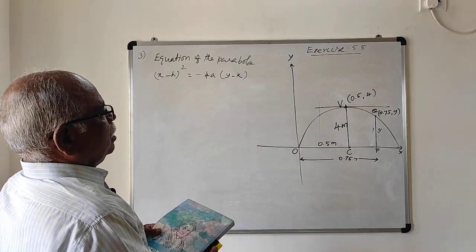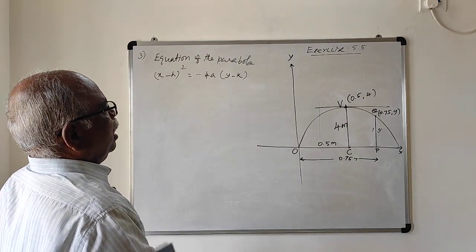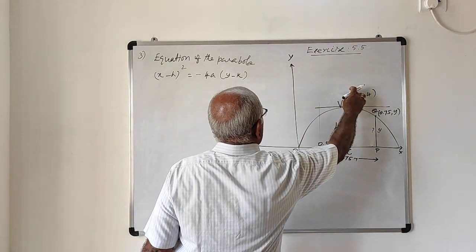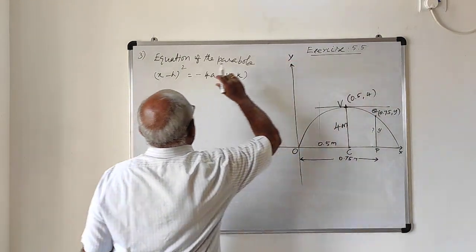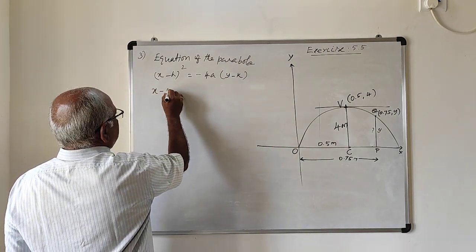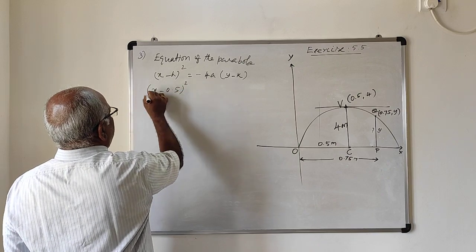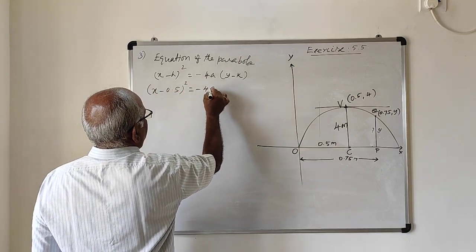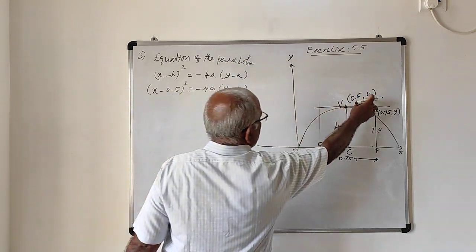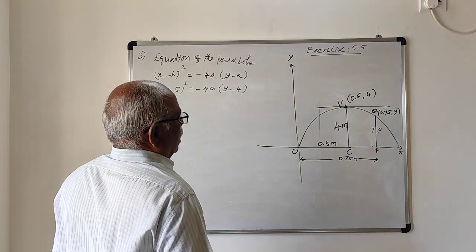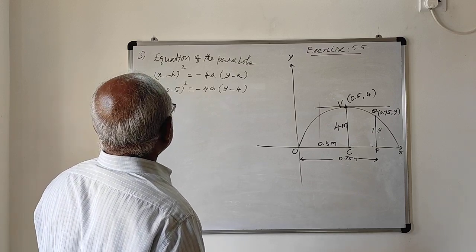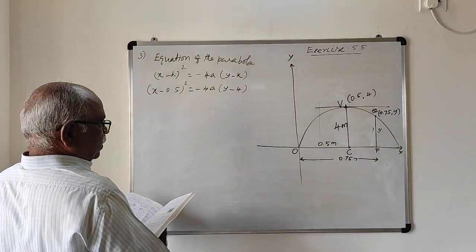Since the vertex is (0.5, 4), h is 0.5 and k is 4. Therefore, this equation can be expressed as (x minus 0.5) whole square equal to minus 4a into (y minus 4). This is the equation of the parabola.